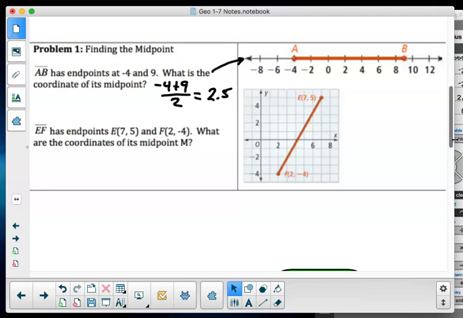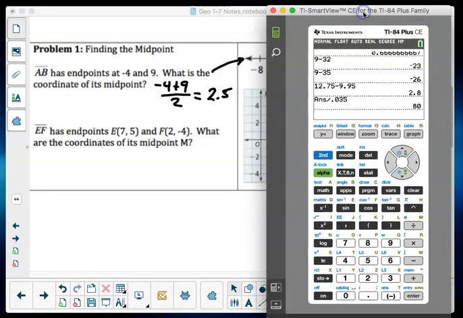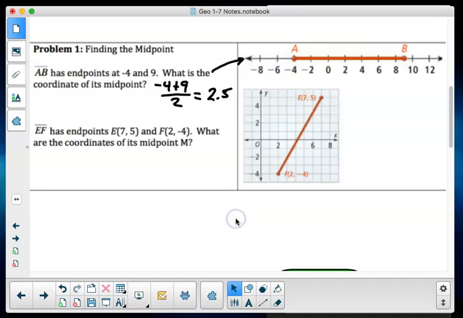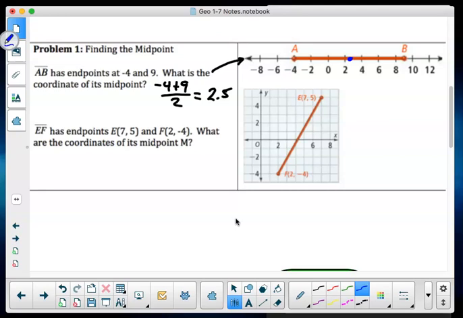Just to double check for you all, I've got some people looking at Bloom's. We've got -4 plus 9, enter, divide by 2. Hey, no way, it's 2.5. So over here at 2.5, which would be right about there, is our midpoint for our segment AB. Now let's do a midpoint for segment EF, where E is (7, 2) and F is (5, -4).